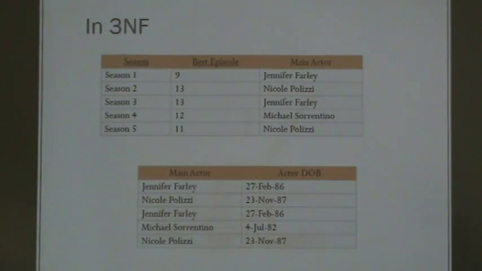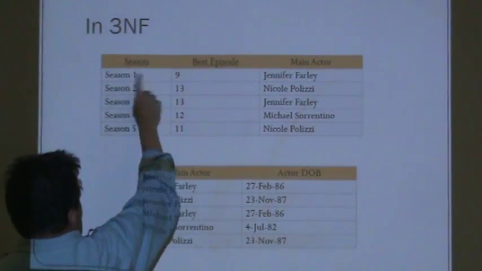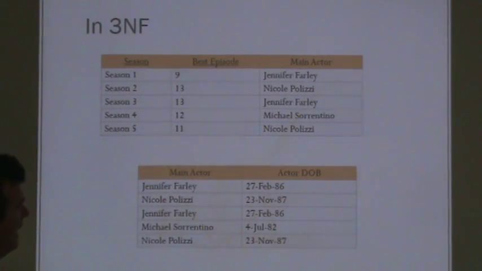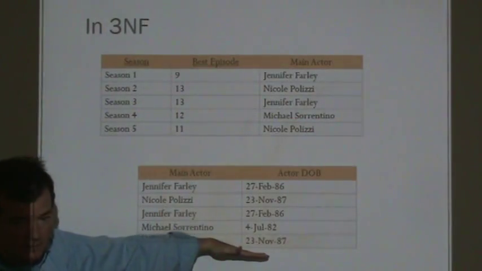So the way to turn it into third normal form would be to turn it into two tables. One table telling us the season and the episode. The season and the episode will tell us the main actor. And then the actor has a date of birth.